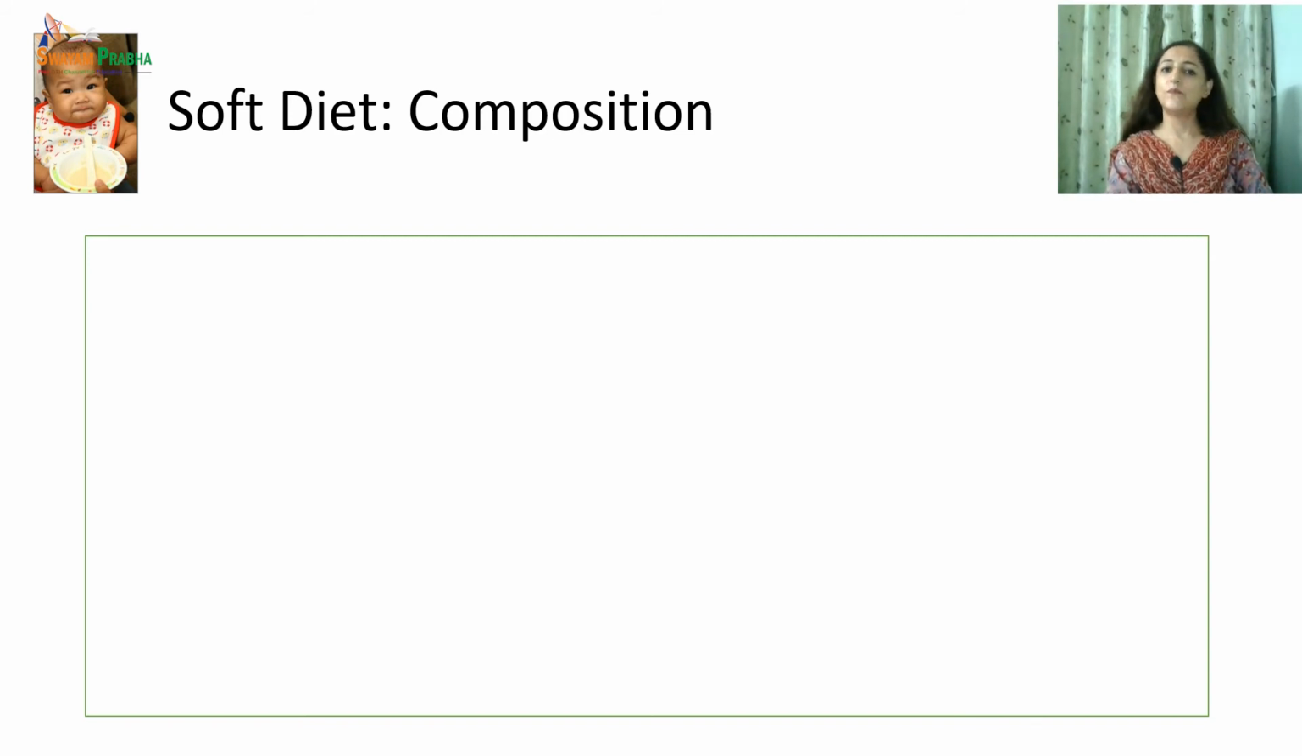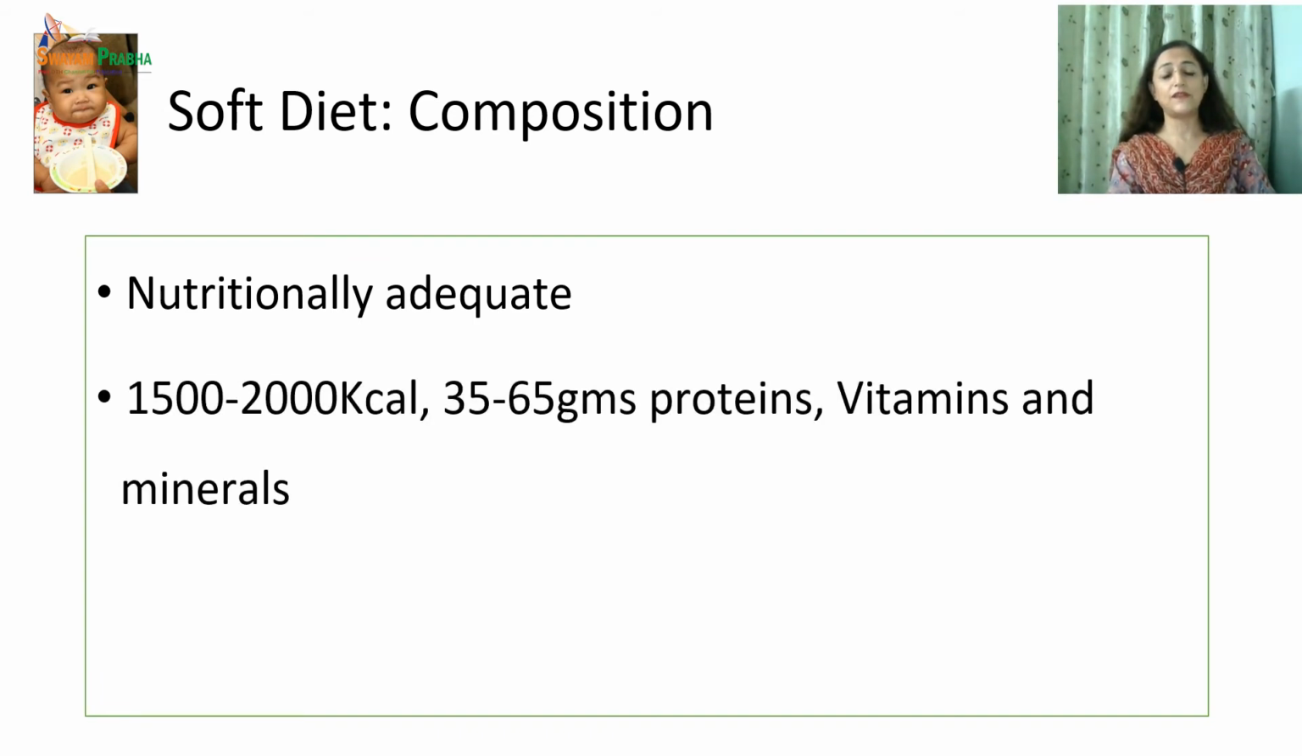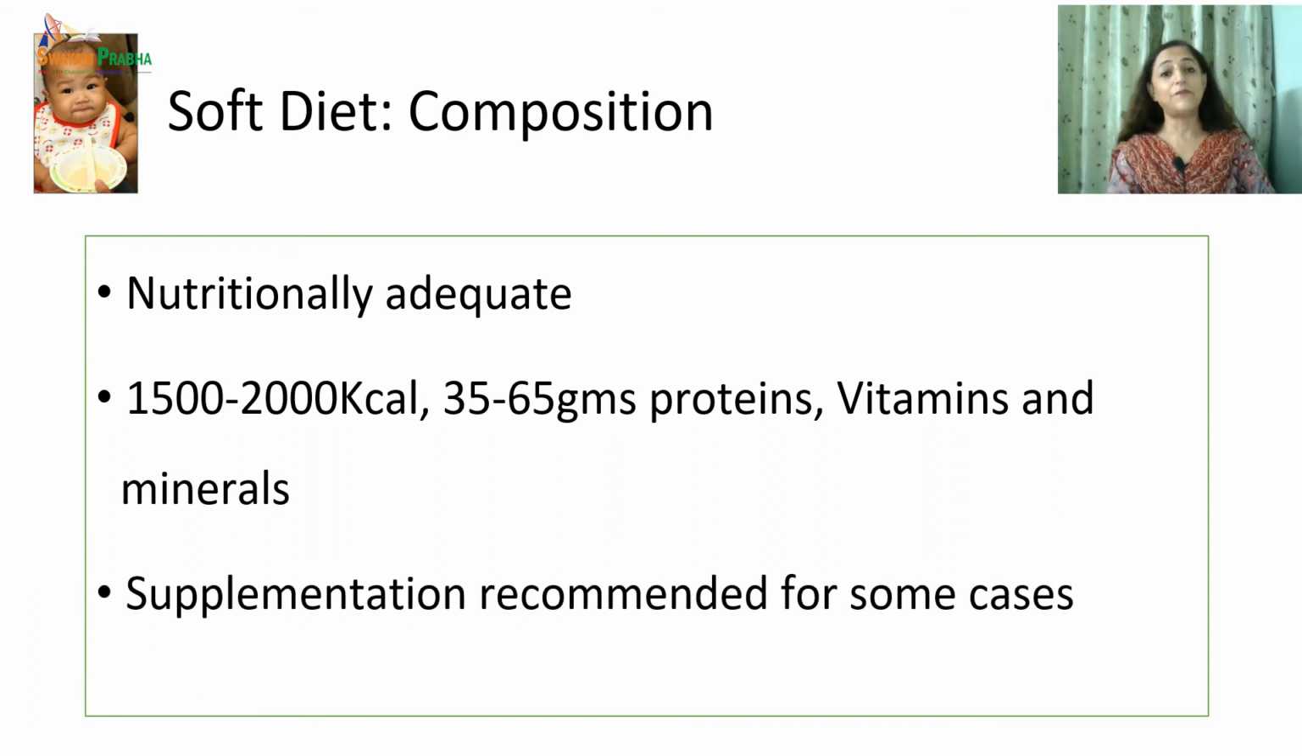Now let us see the composition of the soft diet. The micro and macronutrients of the soft diet are planned on the basis of height, weight, gender, age, activity pattern, and the type of the disease. So a carefully planned soft diet is nutritionally adequate. If we see the composition, it may provide anywhere between 1500 to 2000 kilocalories of energy, 35 to 65 grams of protein, along with vitamins and minerals. A properly planned soft diet can be continued for a longer period of time, but we may have to consider supplementation or in-between feeding, which are recommended for patients who are unable to consume an adequate amount of food.